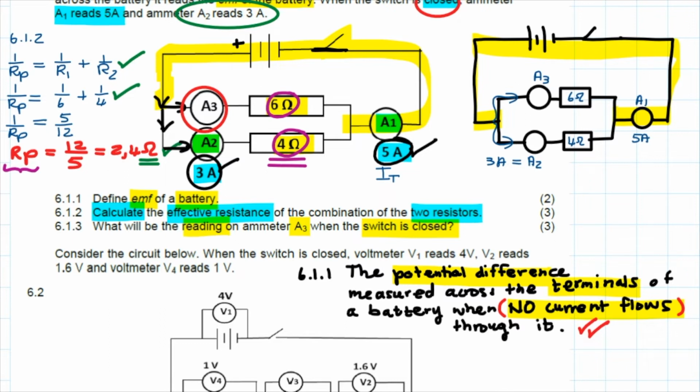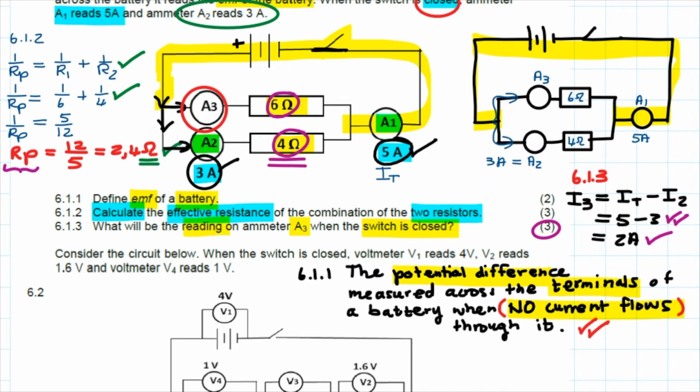Therefore, to answer question 6.1.3, we're simply going to say that the current through ammeter 3 is equal to the total current through ammeter 1 minus the current through ammeter 2. That is 5 minus 3, which gives us 2 amperes. We're going to obtain 1 mark, or perhaps 2 marks over here, for showing the calculation, and 1 mark for the final answer. A question like this will normally be out of only 2 marks, but we're going to split up the marks as I have over there.